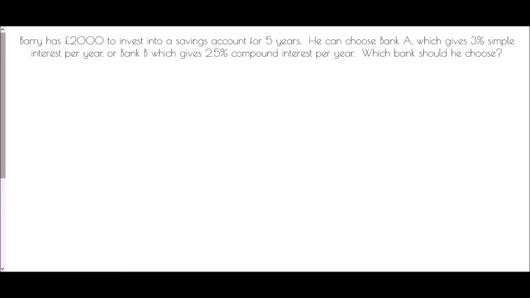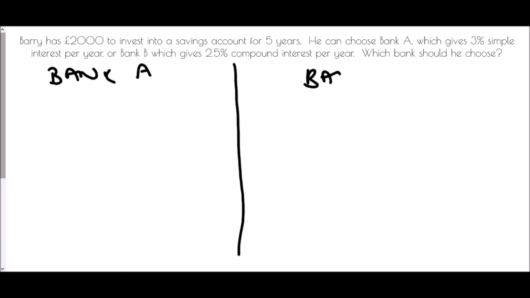Well, the first thing I want to do here is something that I always recommend when comparing, just to split the page. So start with Bank A on one side of the page and Bank B on the other side of the page, just to make it very clear that you're doing all your calculations about Bank A on the left and Bank B on the right. And then you are told that he's going to invest £2,000 for 5 years.